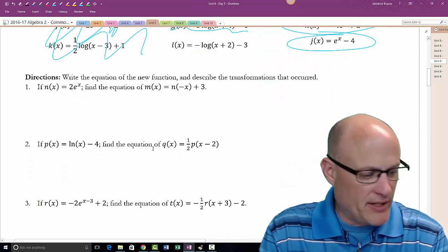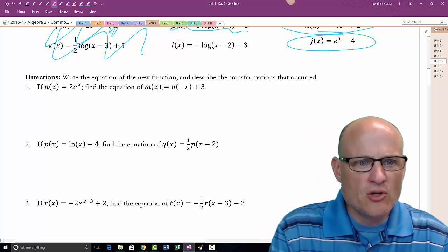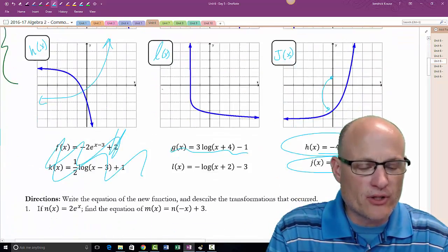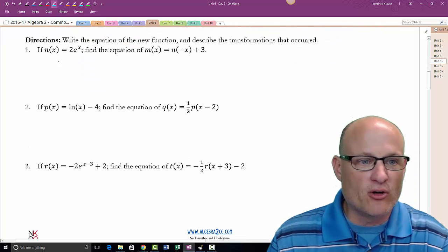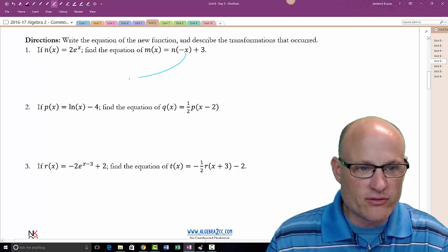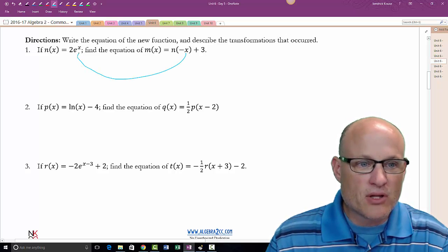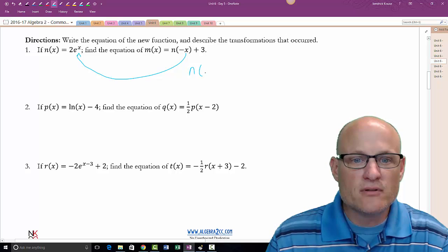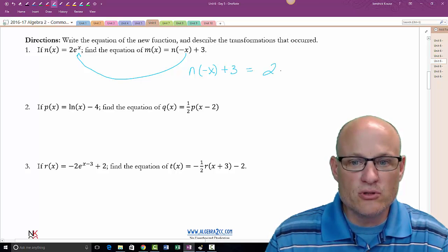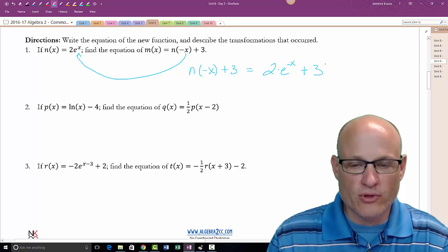All right, so let's see what we got here. Write the equation. This is all warm up, right? Write the equation of the new function and describe the transformation that occurred. So here's n of x. We're just going to take this, plug it in for x. So it's n of negative x plus 3 is equal to 2 times e to the negative x plus 3.